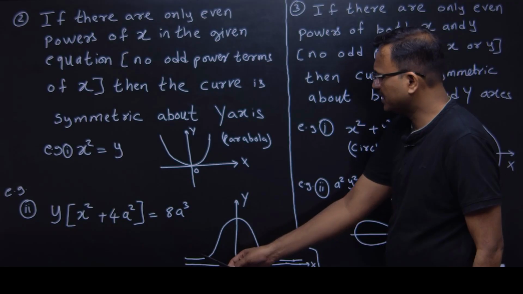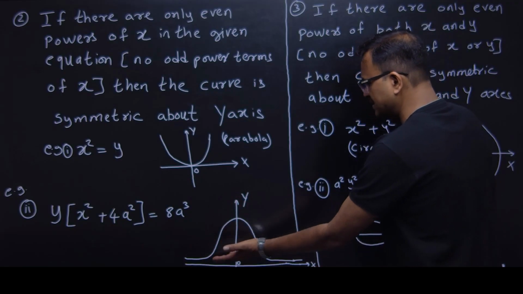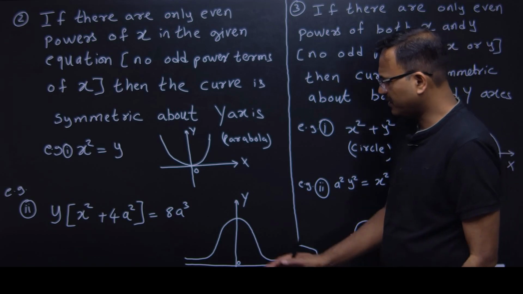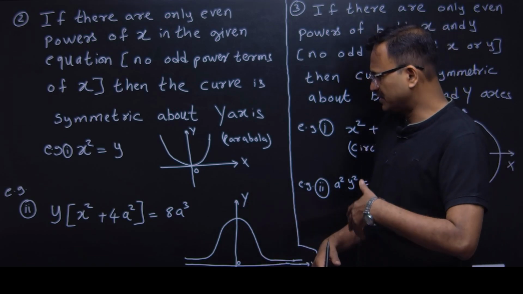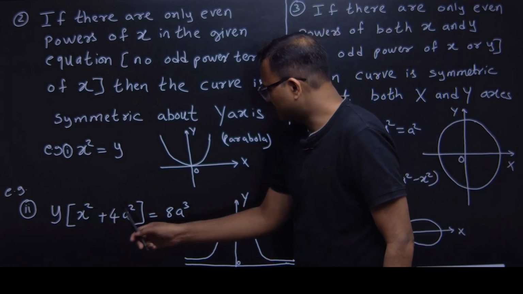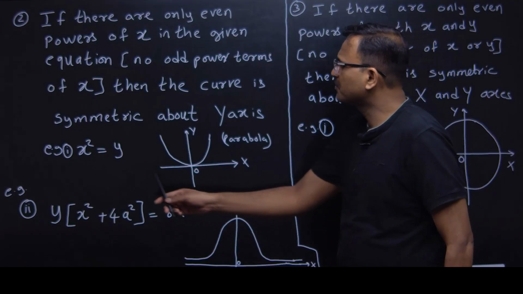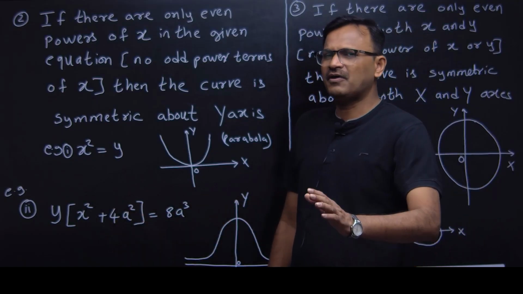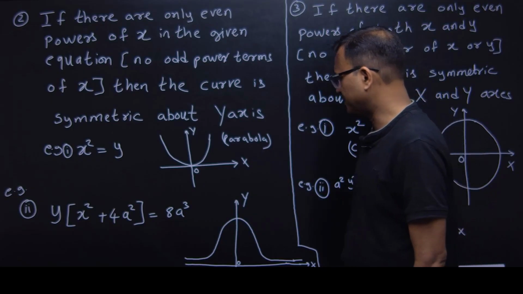So whatever is going to be the nature of the curve on the left hand side of the y-axis, the same will be on the right hand side. Here, I have not discussed how to draw the curve; we'll see that in the later part. For timing, you just understand that this curve is symmetric about the y-axis because there are only even powers of x in the given equation.